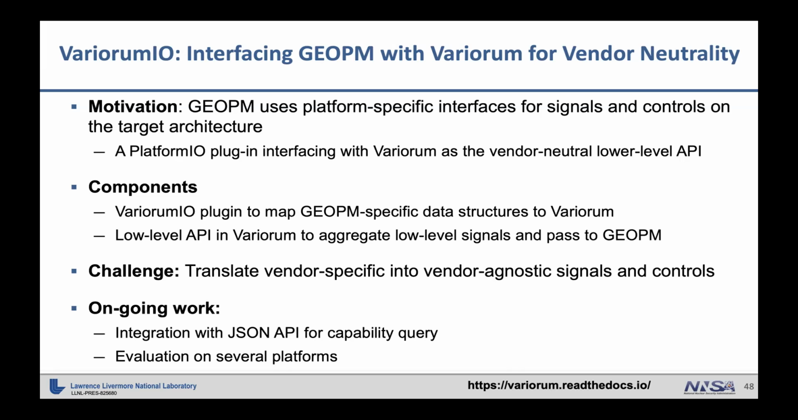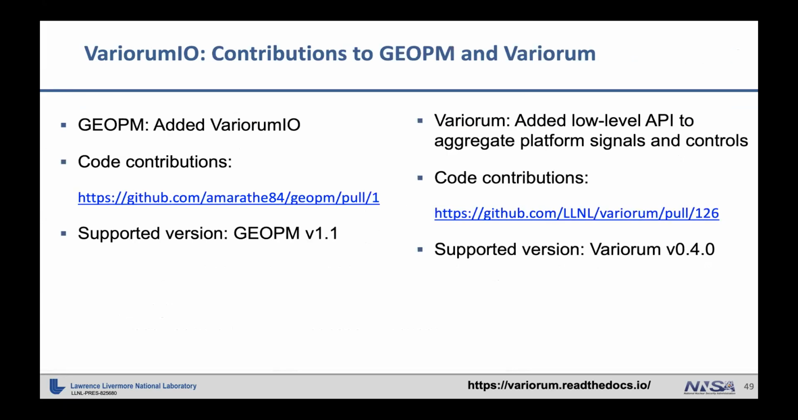The main challenge in that process is the translations that we need to perform in the Variorum IO plugin to translate platform specific controls and signals to what GOPM needs in a vendor neutral manner, and that's typically not straightforward. But Variorum makes it easier to implement Variorum IO. In tandem, we have an ongoing work with the JSON API, as I mentioned, and that will enable evaluation on different platforms as we move forward. And the code contributions and documentation for Variorum IO are available on these 2 links.